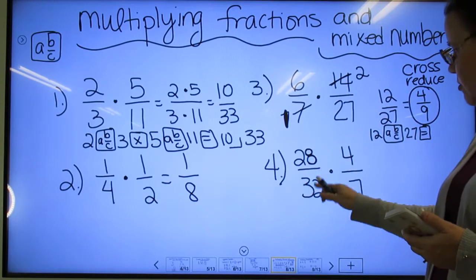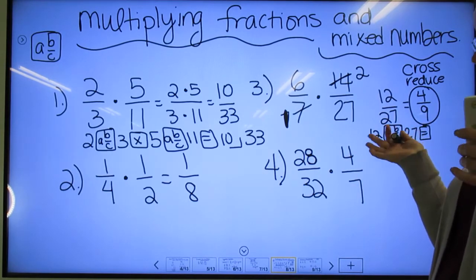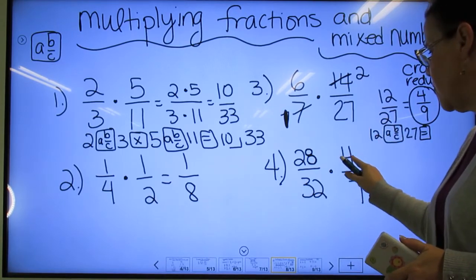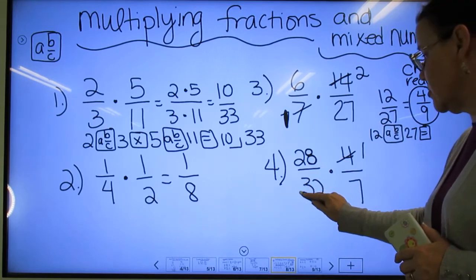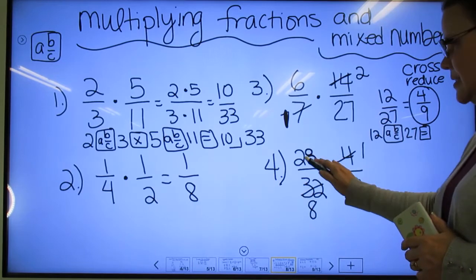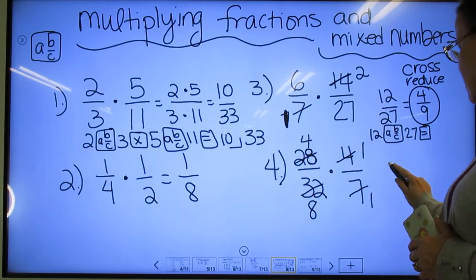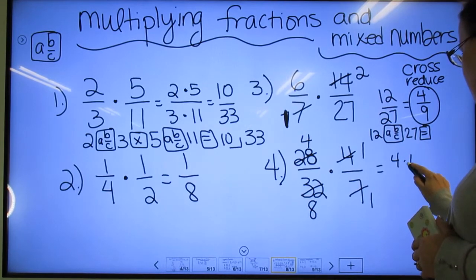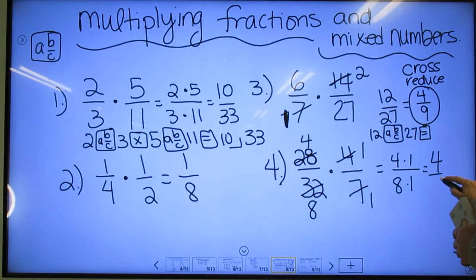Here, same thing. You can cross-reduce both ways if it needs to. It's a lot easier if you reduce before you multiply. So you just do 4 goes into 4 once. 4 goes into 32 8 times. 7 goes into 7 once. 7 goes into 28 4 times. 4 times 1, and you could rewrite it if you needed to. 4 times 1, 8 times 1. You get 4 eighths. That can be reduced down to 1/2. And that would actually be the final answer.